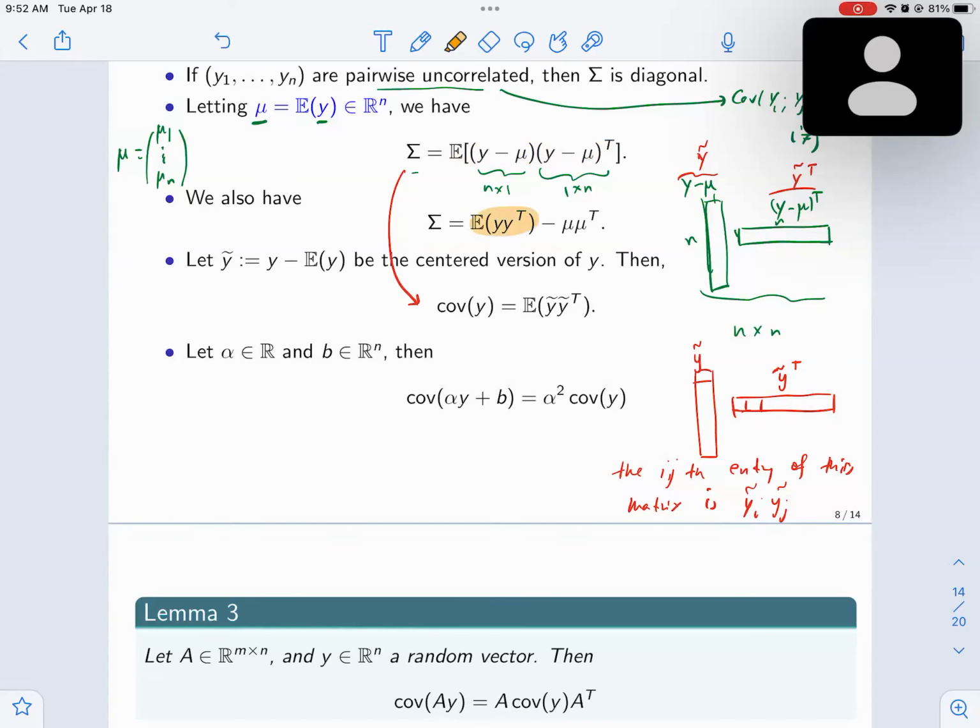You get the expectation of y transpose minus mu transpose. And just expand things, and this is another expression for the covariance matrix. So these are just matrix versions of the two expressions, or three expressions, that we had for the covariance of two random variables. Now they're for a covariance matrix. Okay. Sounds good. Questions?